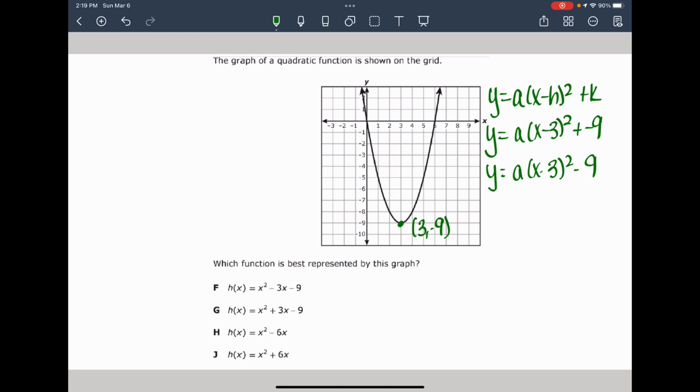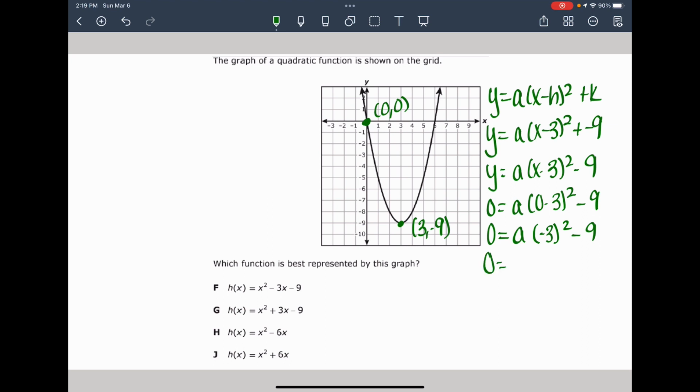So now you just pick another point that's on your graph. I'm going to pick this one right here because it's (0, 0). And I'm going to plug that in for x and y in my equation. So I get 0 equals a times (0 minus 3) squared minus 9. So I get 0 equals a times (negative 3) squared minus 9.